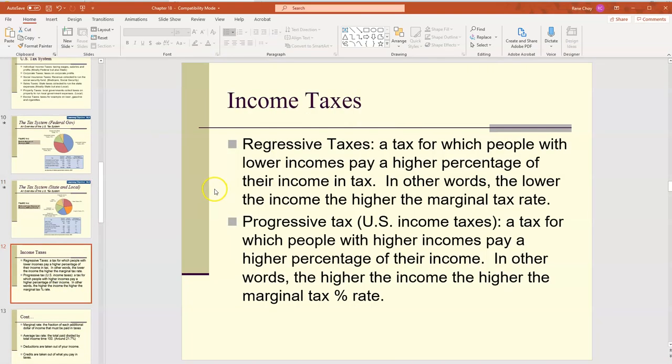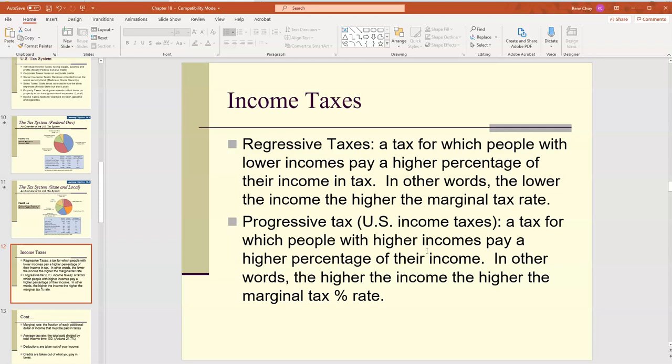All right, income taxes in the US are progressive. And what that basically means is that the higher the income level that you make, the higher the tax on the amount of money that you're going to have to pay. Income taxes are not regressive. Income taxes are progressive. Now, we have other taxes that you could argue are regressive.